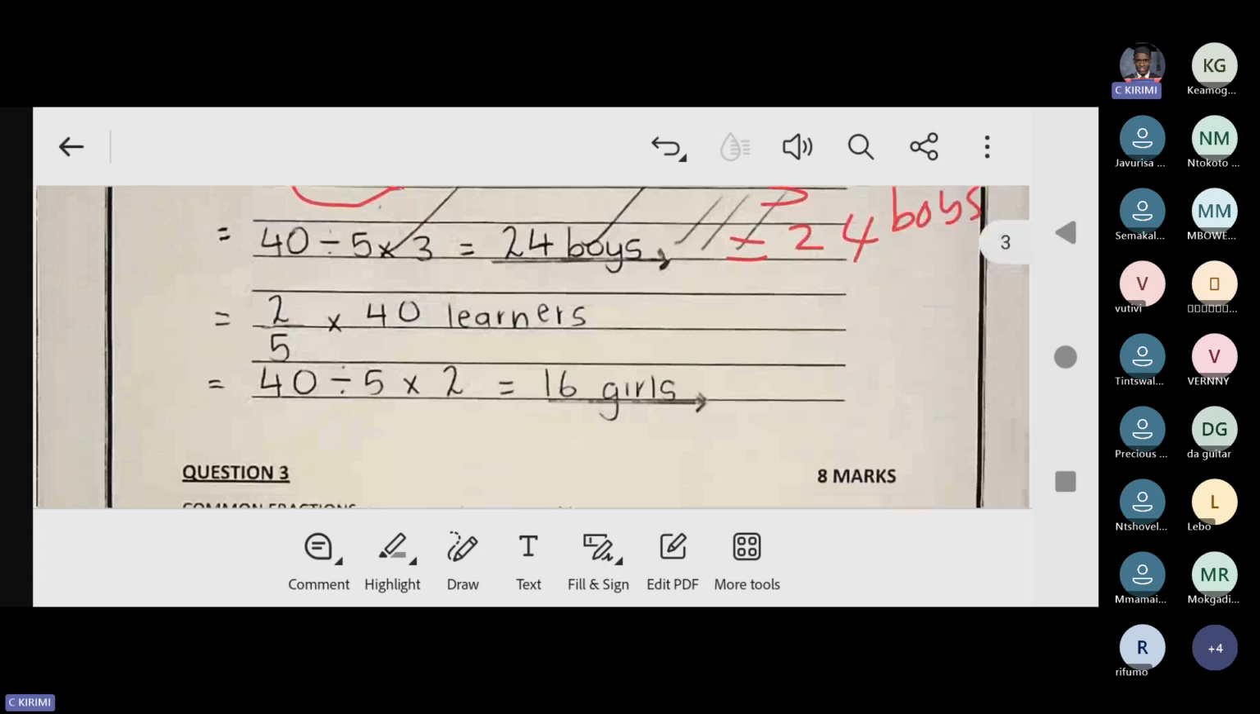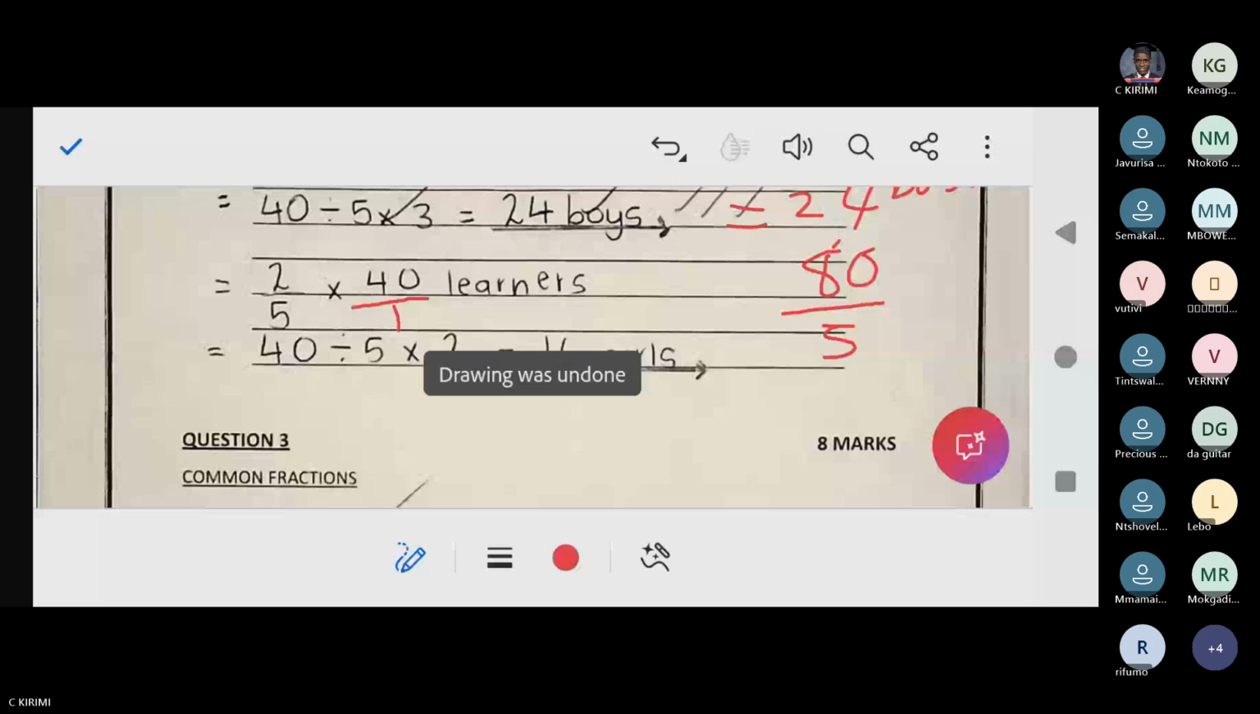Then 5 goes into 8 how many times? Once, which equals 1, remainder 3. Then 5 goes into 30 how many times? 6 times. That is where the 16 girls are coming from.